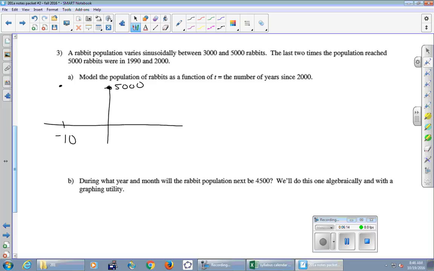And then pretty much the only other info I have is that it goes down to 3,000. This is not to scale, but 3,000 is here. When does it hit 3,000? At -5, right? So we know it's halfway in between, and so definitely right there at -5.